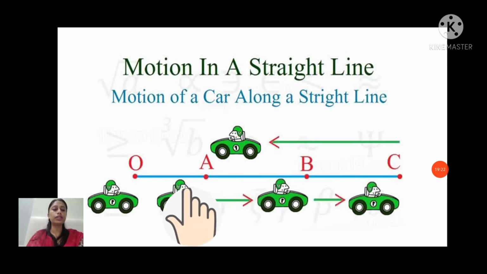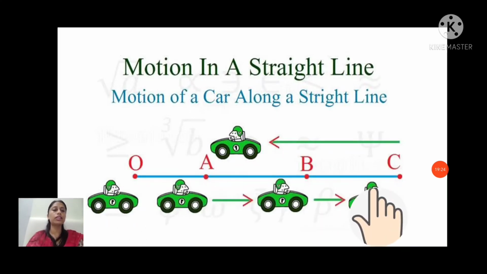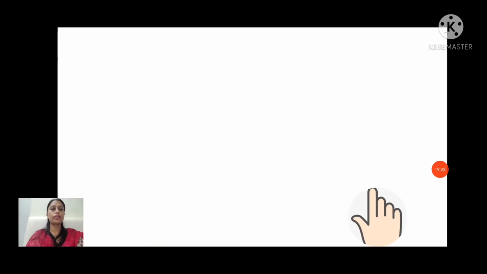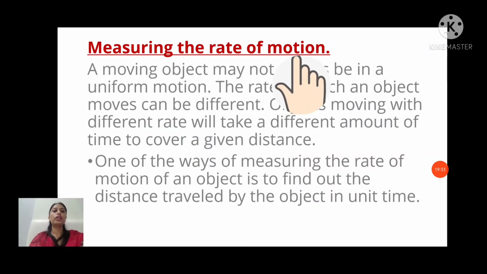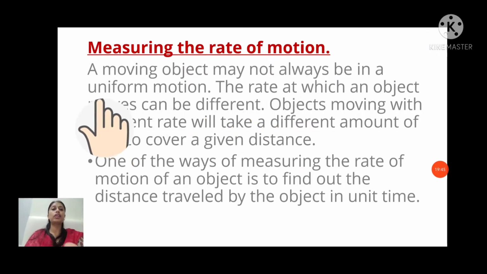If any body is moving in a straight line, that motion is called motion in a straight line. Now, measuring the rate of motion. Rate means speed, that is, with how much speed the movement is happening. So how will you measure the rate of motion? In this case we will measure the rate of motion.